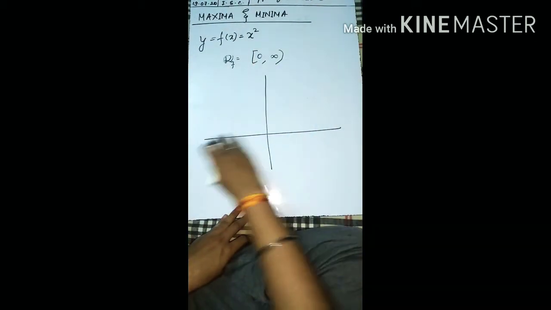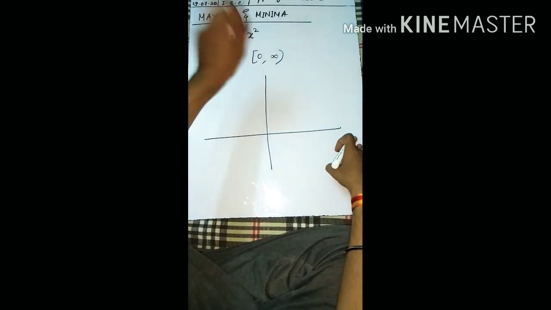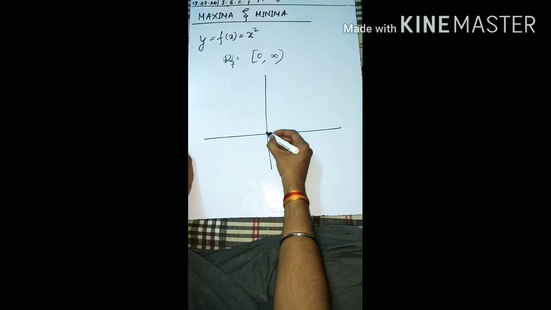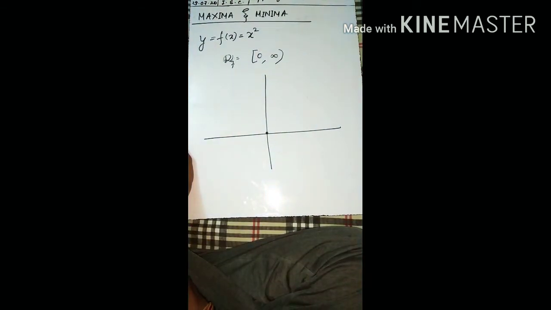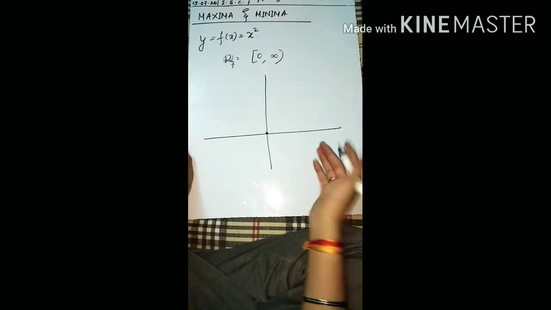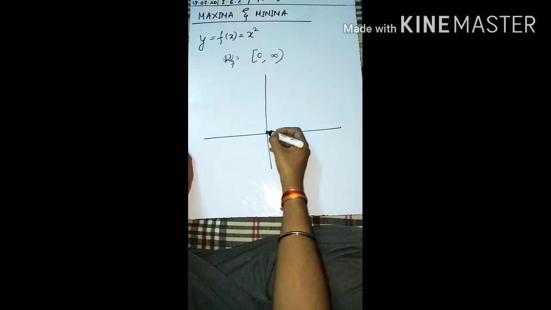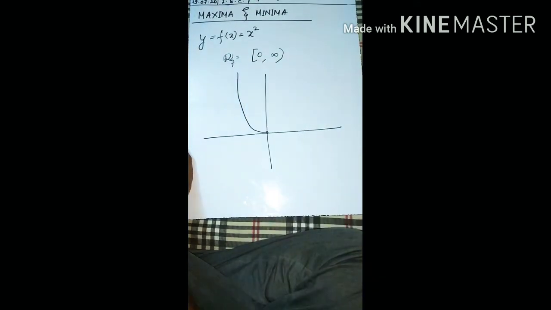This is the y-axis, this is the x-axis. y is equal to x square is our equation. If you put x equal to 0, you will get y equal to 0. If you put x equal to a negative term, you will get y as positive only, and it will be increasing in such a case.